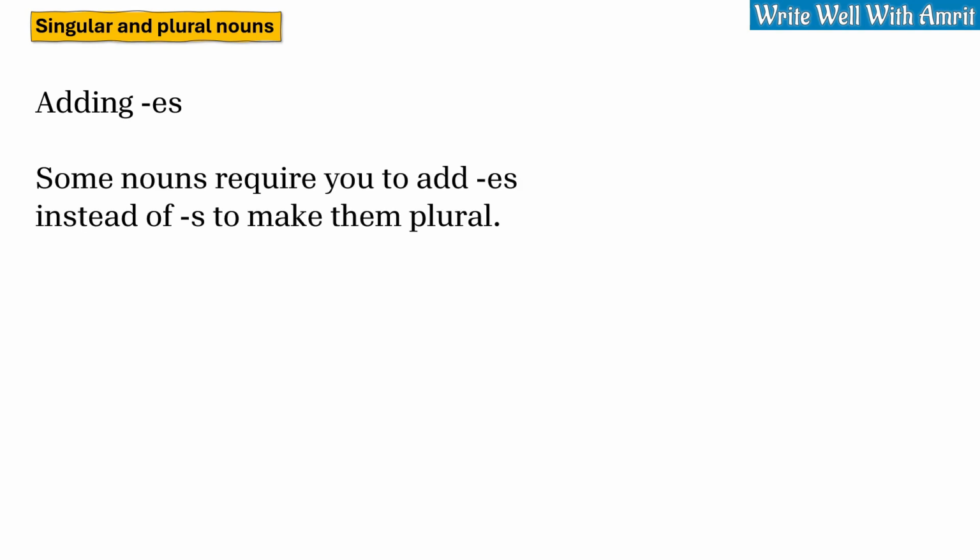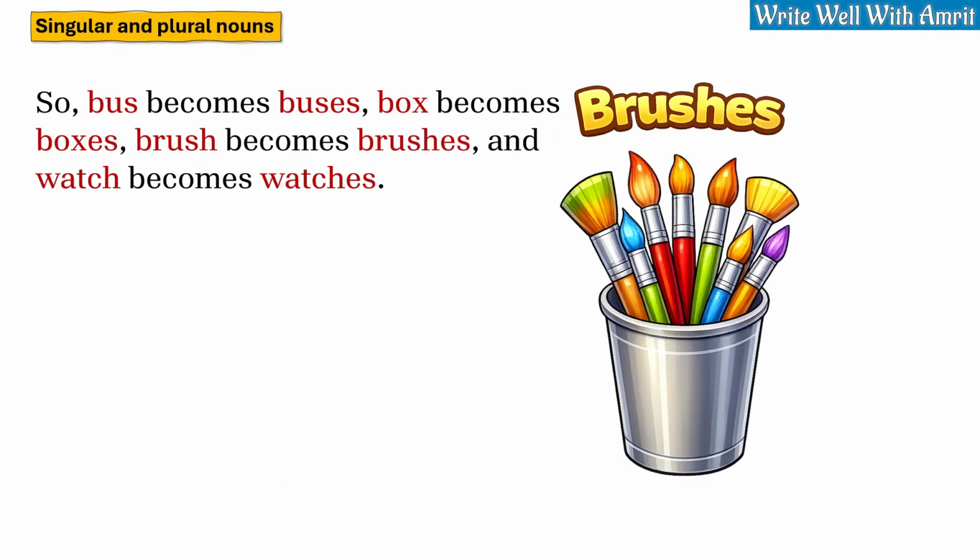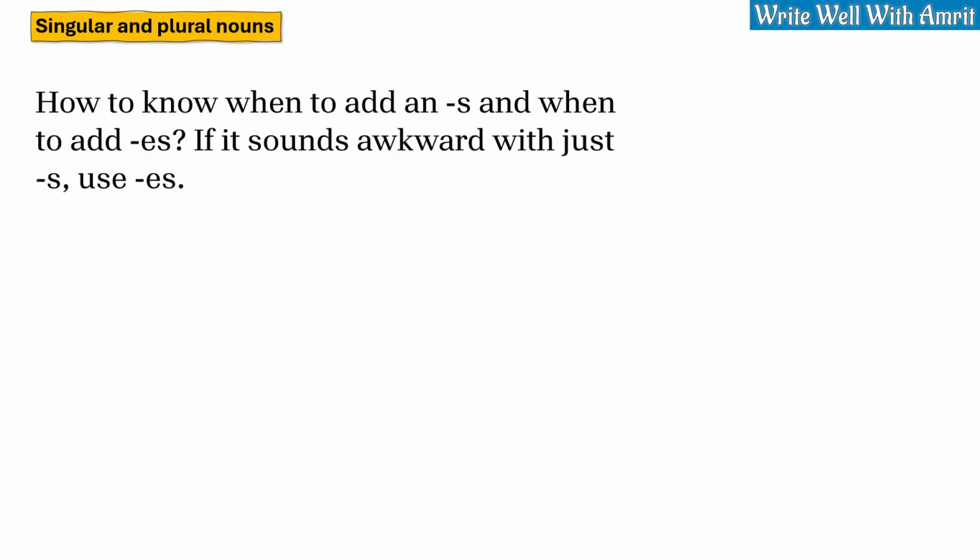Adding es. Some nouns require you to add es instead of s to make them plural. You will observe that it mostly happens with those singular nouns in which pronouncing an s would be a bit awkward and difficult. So for them, es is much better option. So bus becomes buses, box becomes boxes, brush becomes brushes, and watch becomes watches. As I said, it's much easier to pronounce es than s, with these words ending with s, x, sh, and ch. How to know when to add an s and when to add an es to turn a singular noun into a plural noun? The simple answer is that if it sounds awkward and difficult when you add just s, then you should add es.